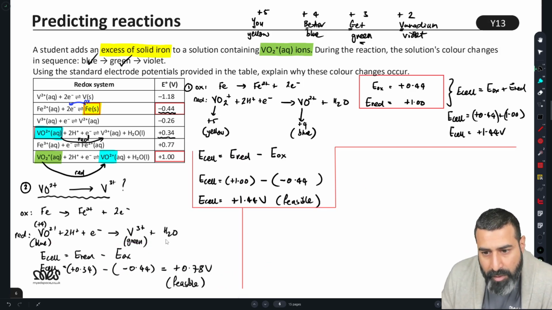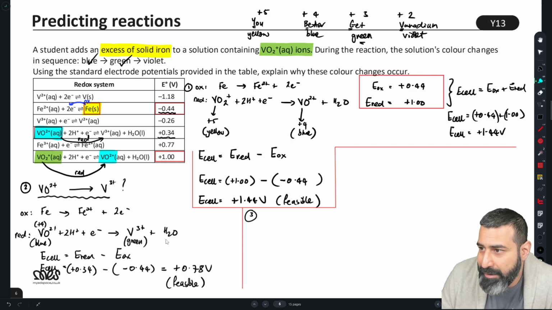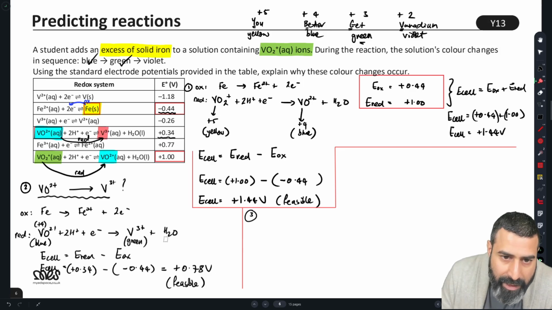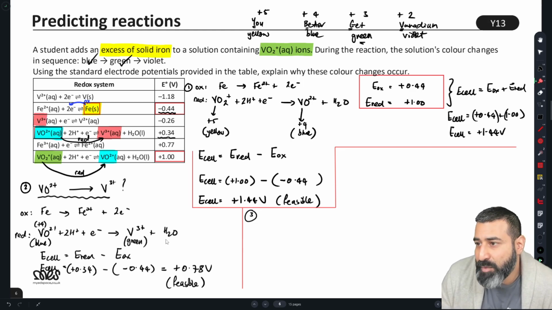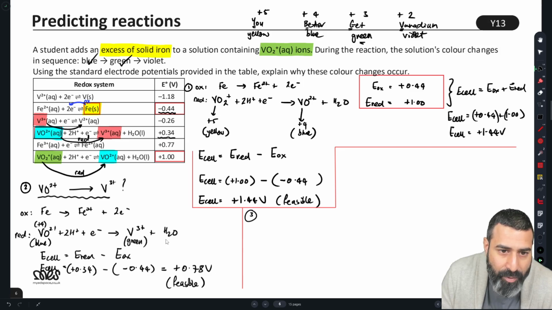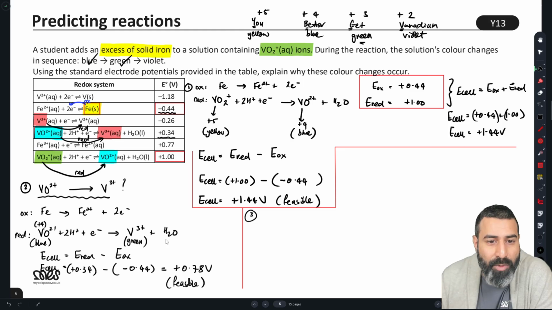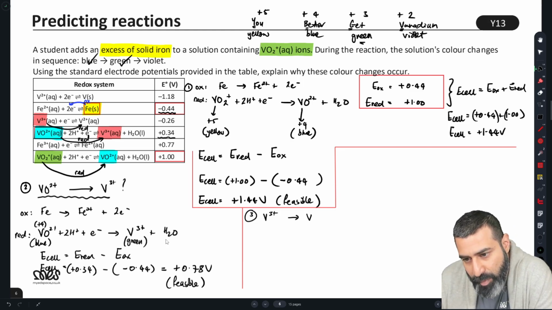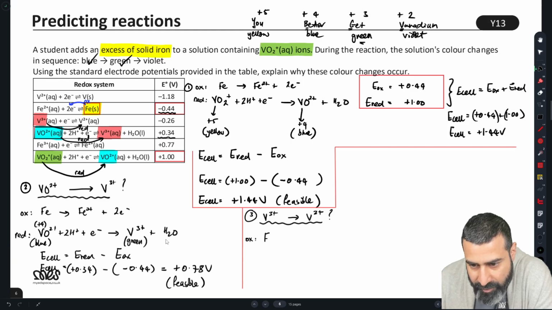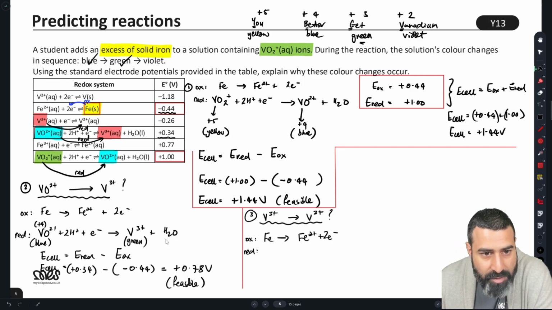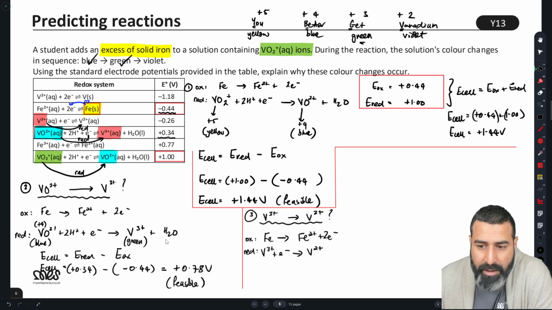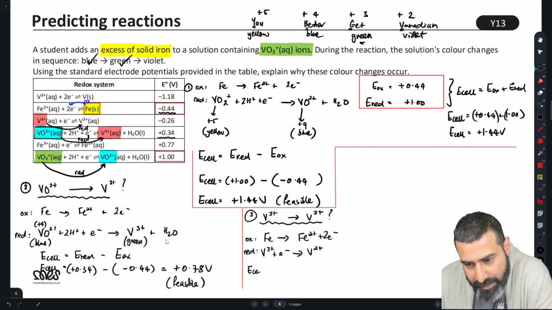So let's think about what's happening now. Now we've generated vanadium 3 plus. Here's vanadium 3 plus, and now I go to this redox system where the V3 plus could potentially be reduced to V2 plus. Does that happen with the excess iron that we have? Can I go from V3 plus to V2 plus? The oxidation for the iron is going to be Fe to Fe2 plus plus 2 electrons, and the reduction is V3 plus plus an electron goes to V2 plus. Is this feasible? Well, let's work out what E cell is.